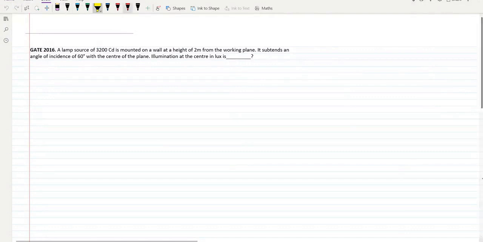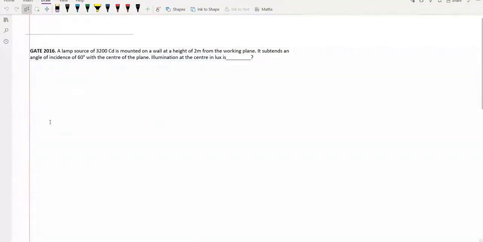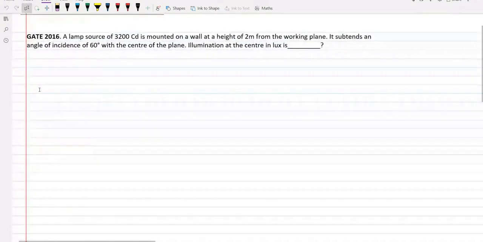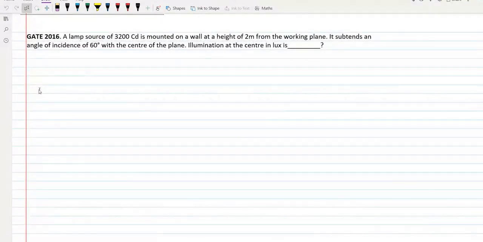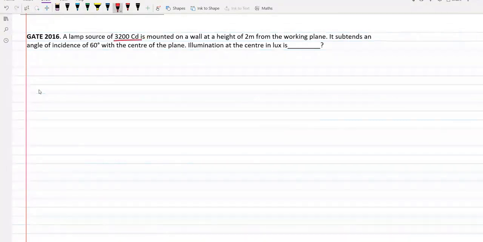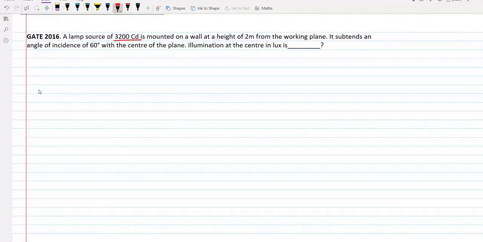All right. So starting with it, this is a GATE 2016 question. The question states a lamp source of 3200 CD, which is candela, is mounted on wall at a height of 2 meters from the working plane. Okay, this is important. It subtends an angle of incidence of this with the center of the plane. Illumination at the center is what?